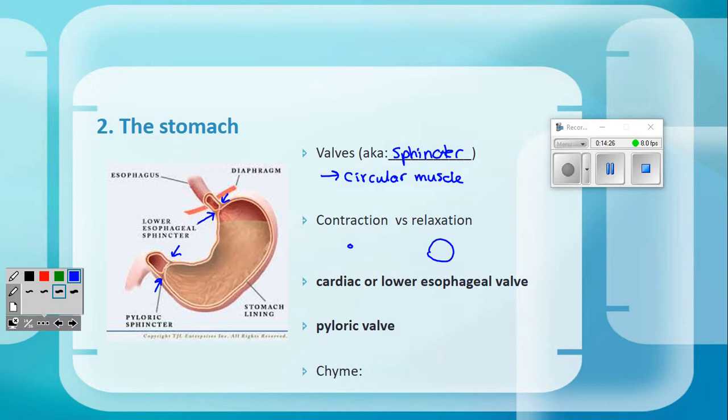Now there are two valves. They both have names. The one at the top used to be called the cardiac valve, but lower esophageal or just esophageal valve is better. Cardiac valve because it's kind of close to where your heart is.